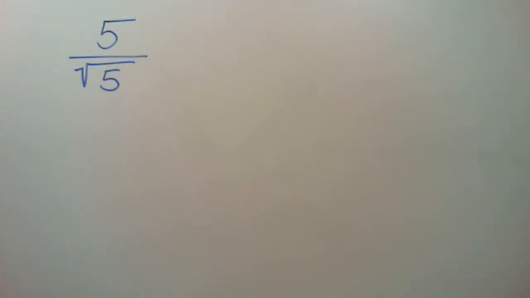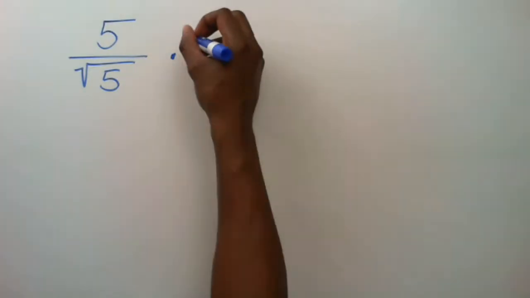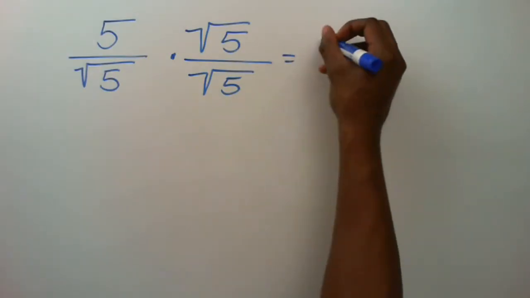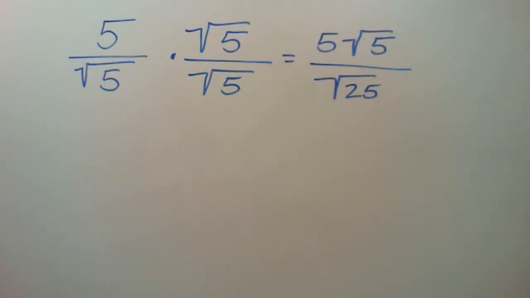Let's take the problem 5 over the square root of 5. The first thing you want to do is multiply the numerator and the denominator of this fraction by the denominator, the square root of 5. Once you multiply this fraction by the denominator, you will have 5 times the square root of 5 in the numerator and the square root of 25 in the denominator. Looking at the denominator, 25 is a perfect square and can be reduced to 5.